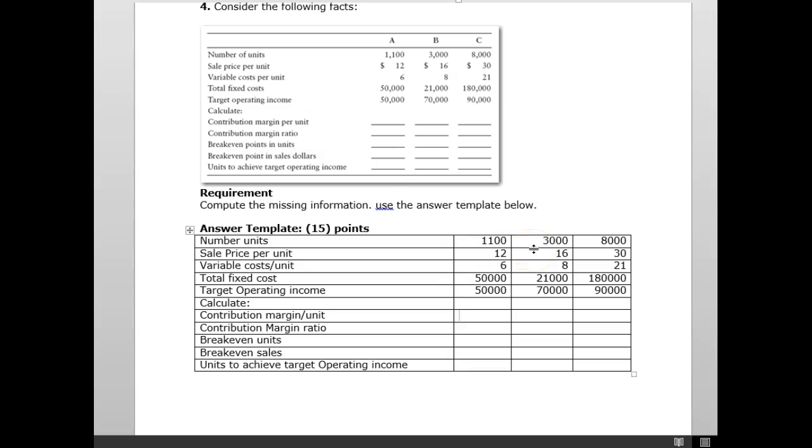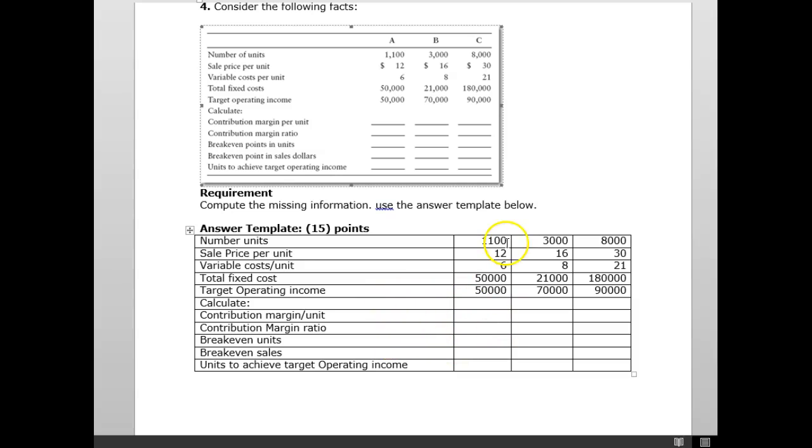Here are 3 scenarios, and they give you all the information you need to find out the contribution margin per unit, the CM ratio, the break-even point in units, the break-even point in sales, and then they give you a targeted income. You're going to find out how many units they have to sell to hit that targeted income. And I've given you this template to do that.